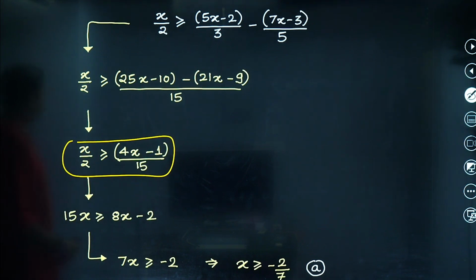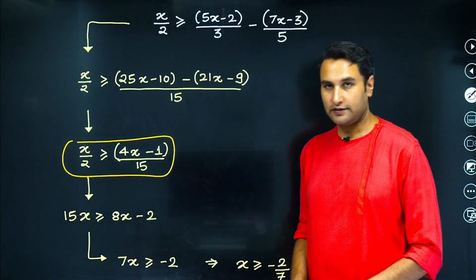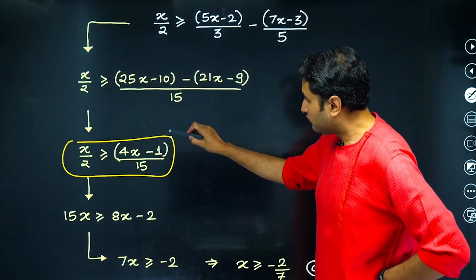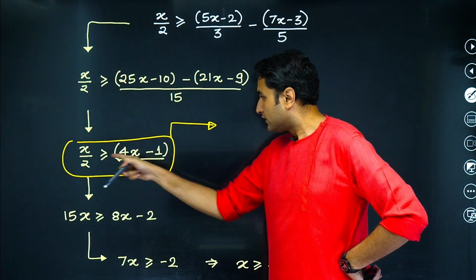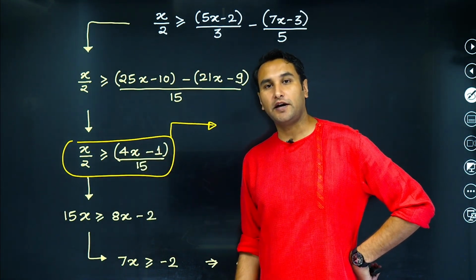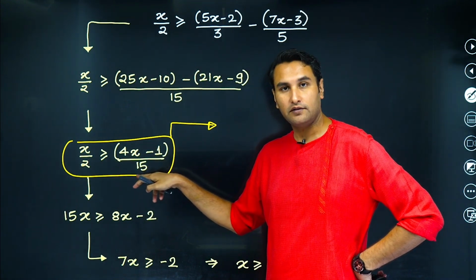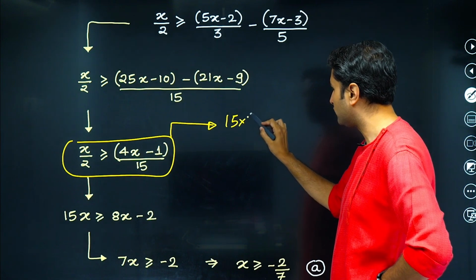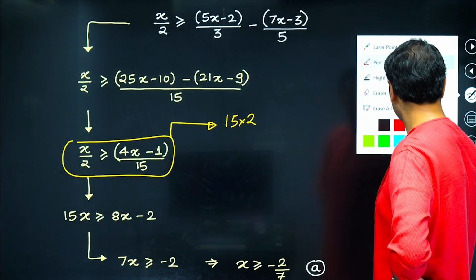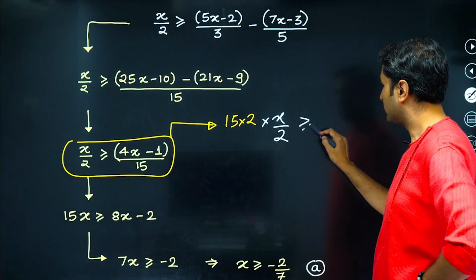x by 2 is greater than or equal to (4x minus 1) upon 15. Multiple things, right? So the way to approach this is, can I multiply both sides by 30? That will remove the 2, that will remove the 15 as well, right? Basically, I am multiplying both sides by 15 into 2.